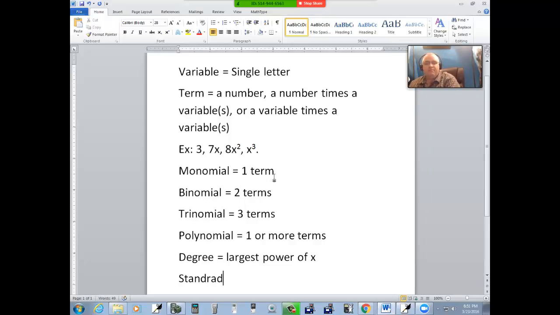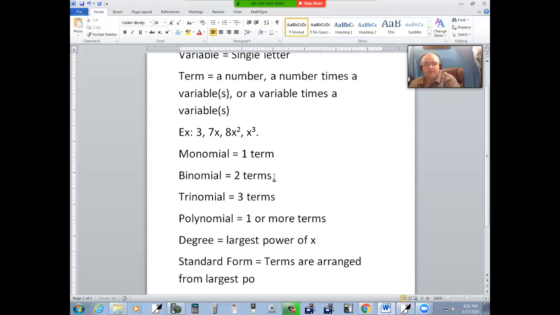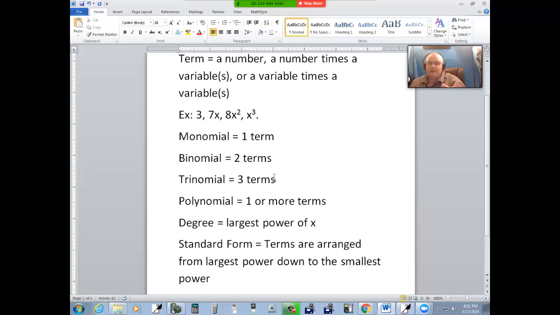We have something called standard form. This is where your terms are arranged from largest power down to smallest power. And everything I'm typing in here relates specifically to polynomials, so that's given.